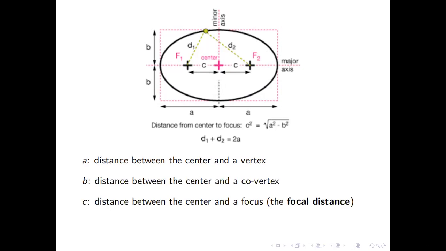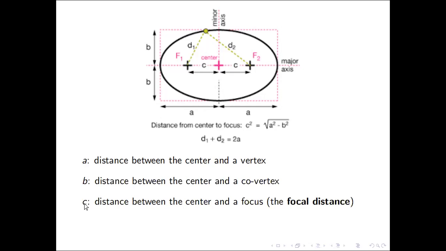But for ellipses, since we have two foci, we define it simply as the distance of the center, not the vertex of the ellipse, but the center of the ellipse, from a focus. Either focus would give us the focal distance. So in the figure, it would be this one or this one. So this is the center, these are the foci. The distance from the center to a focus is the focal distance, again denoted by c.